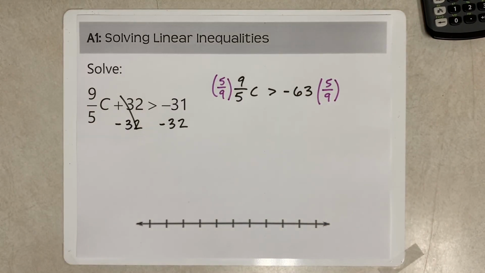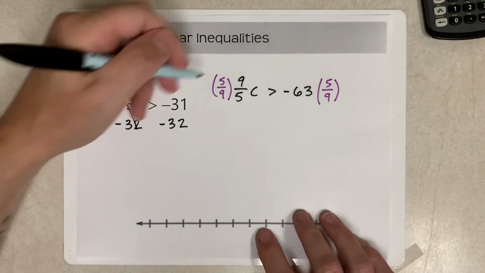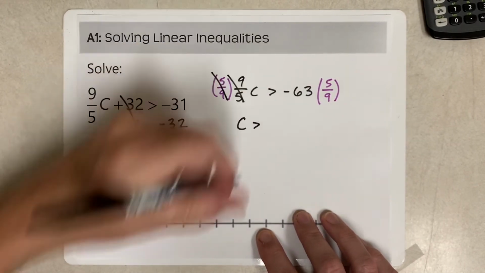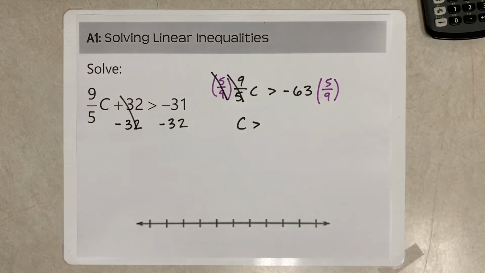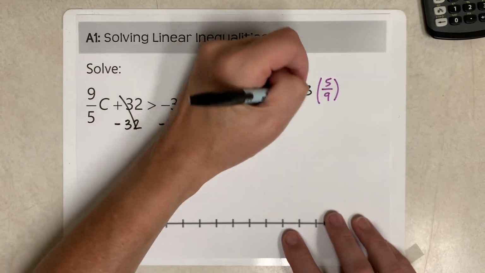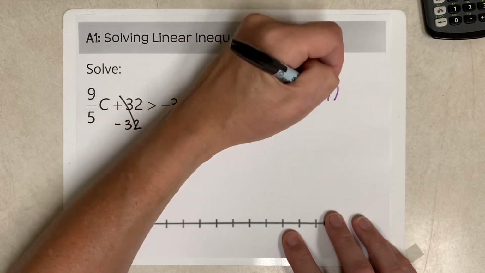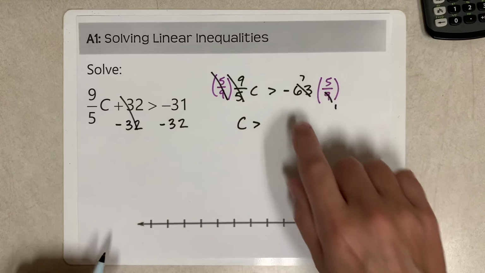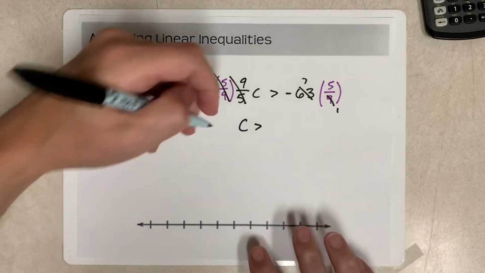And luckily 63 is a good number because it's a multiple of 9. So these two guys cancel. Bring down my c, greater than. 9 goes into 63 7 times. And so I can actually cancel that out and put a 7 there. Cancel that out and put a 1 there. And 7 times 5 is 35, but it's also negative. So negative 35.